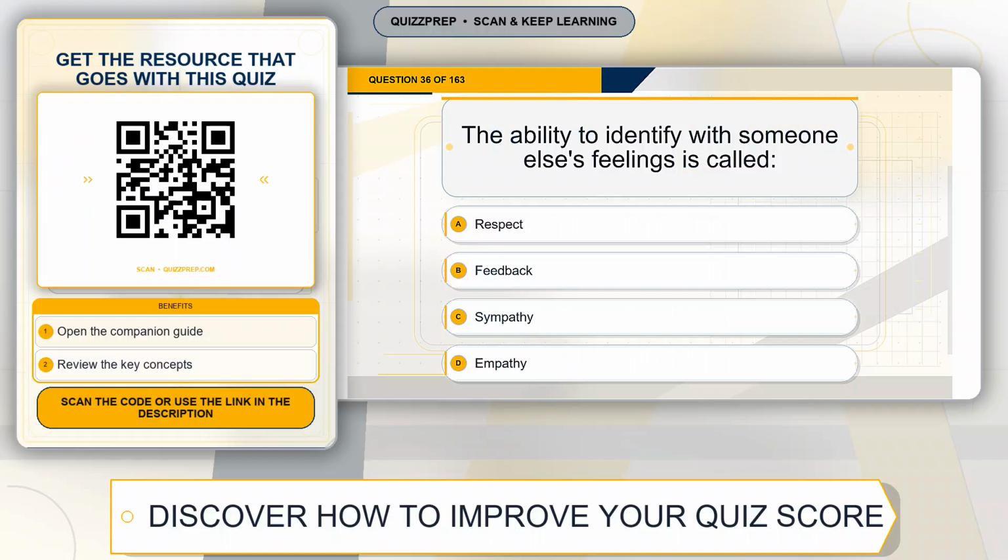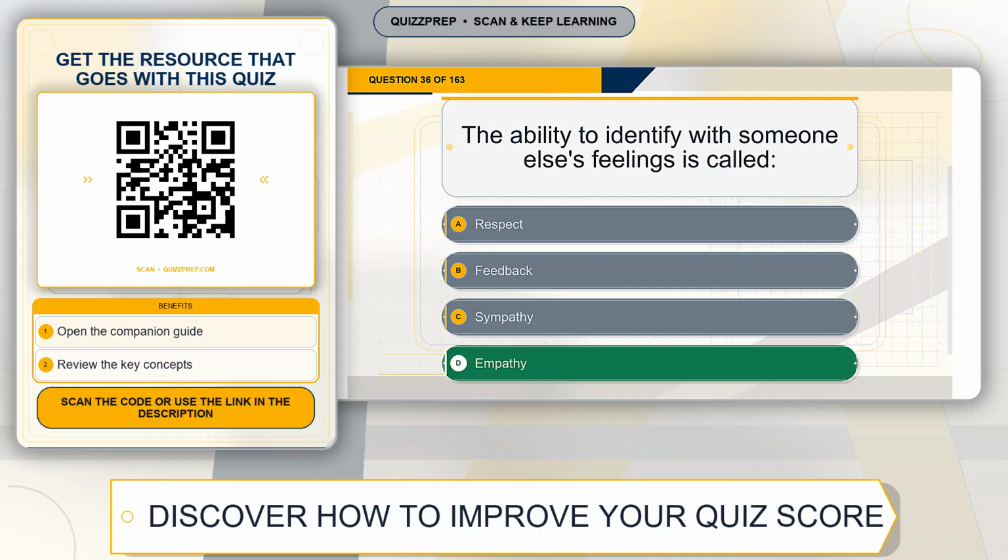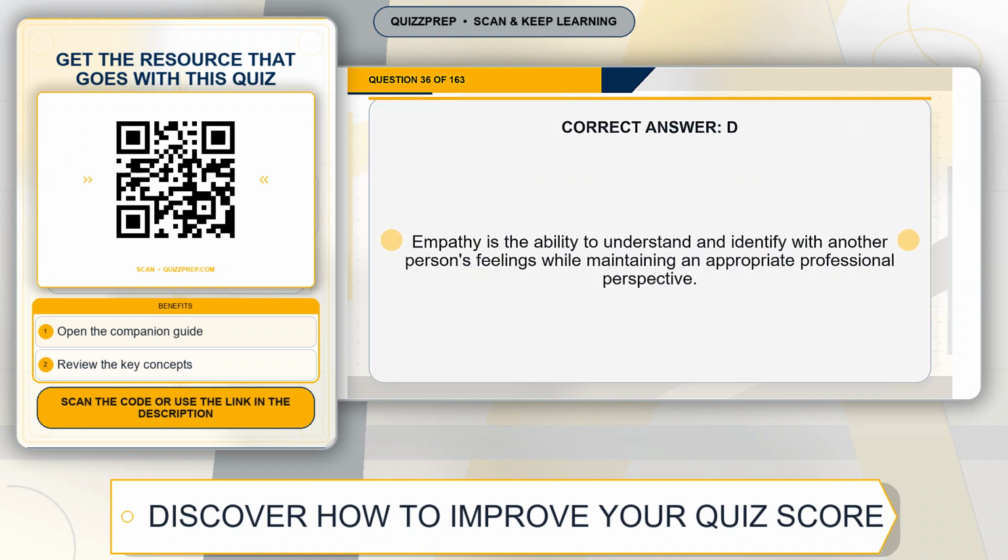Question 36. The ability to identify with someone else's feelings is called Option A, respect. Option B, feedback. Option C, sympathy. Option D, empathy. The correct answer is option D, empathy. Explanation. Empathy is the ability to understand and identify with another person's feelings while maintaining an appropriate professional perspective.